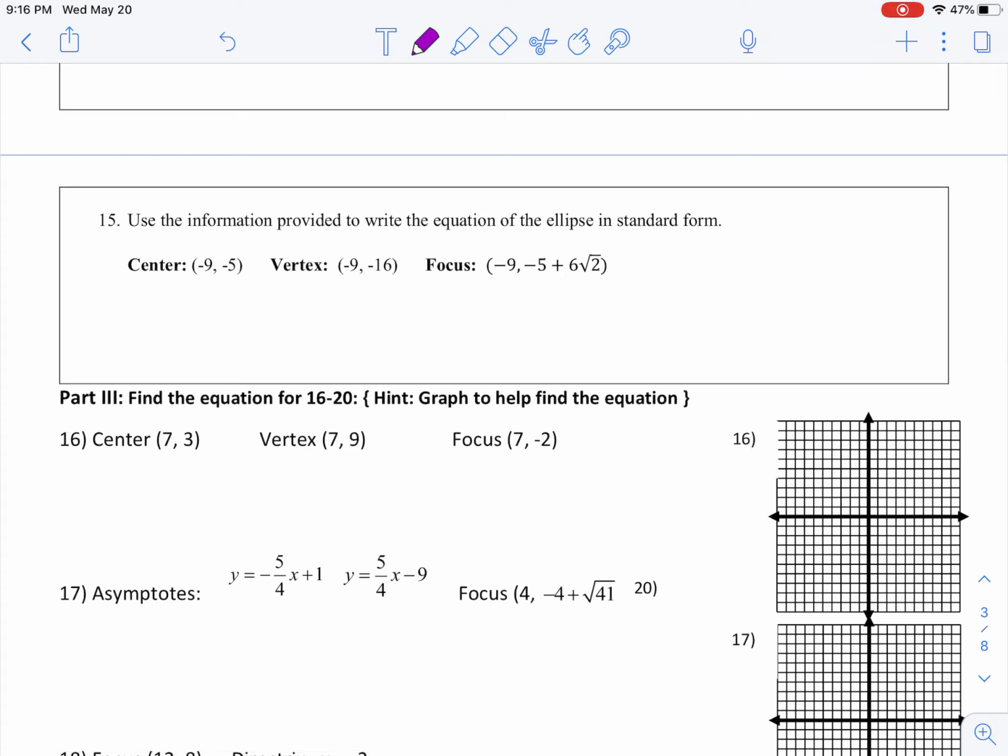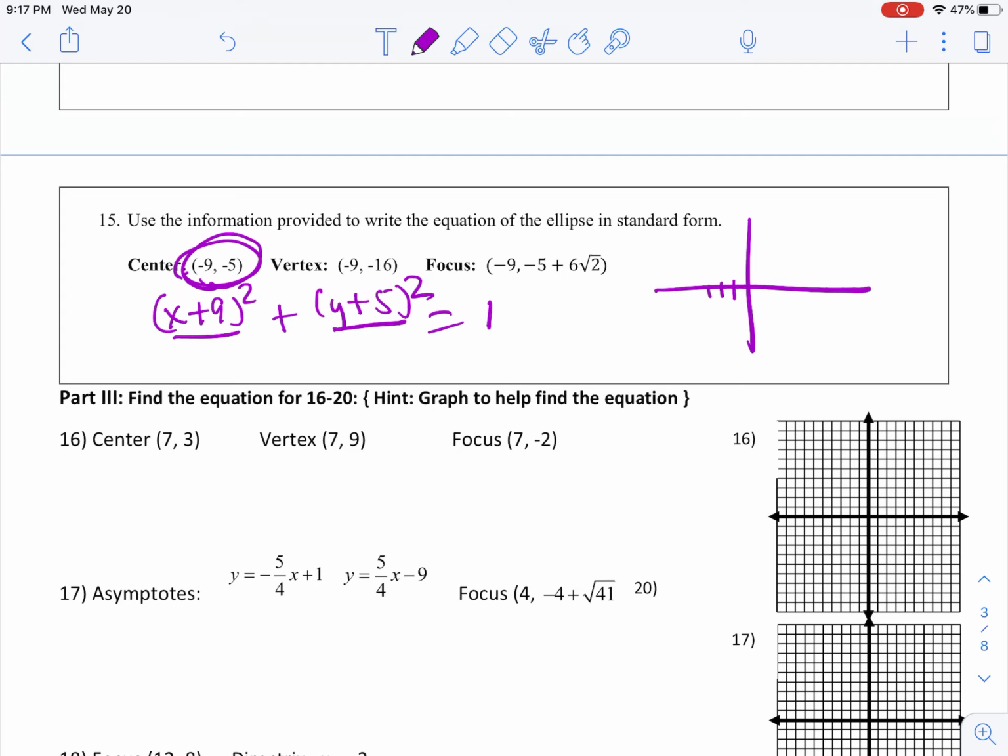Let's see if we're going to do 15. Write an equation for an ellipse. You could do it like this. It's an ellipse. X minus -9 squared plus y minus -5 squared equals 1. That's filling in my center. All right, so you're at -9, -5.